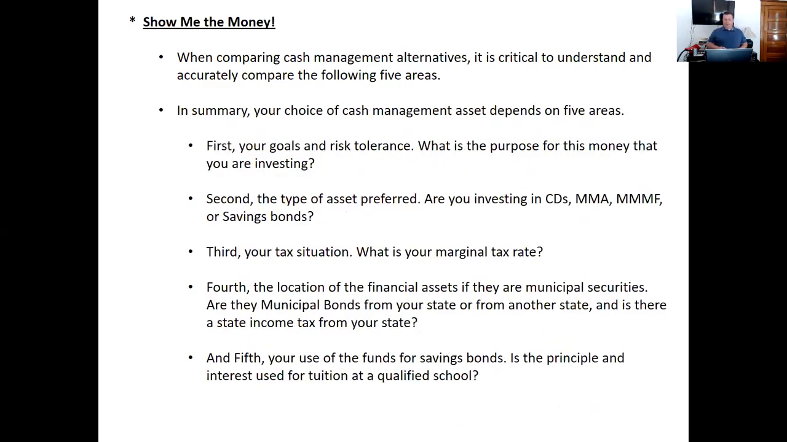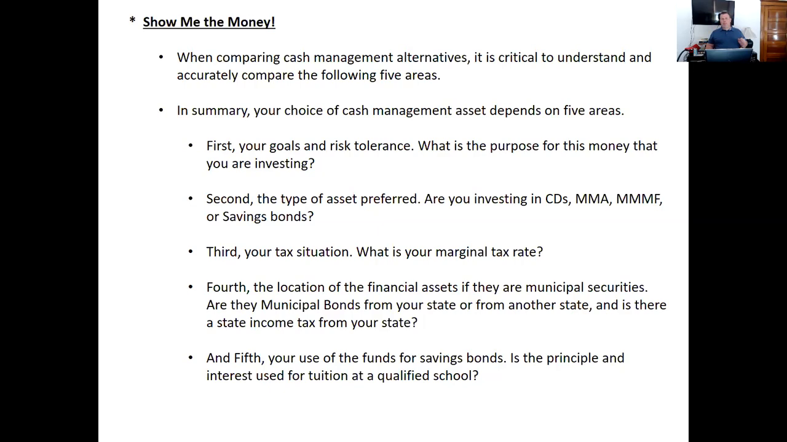So in summary, your choice of cash management asset depends on those 5 areas. First, your goals and risk tolerance. What is the purpose for this money that you're investing? And we talked about that yesterday, that you really can't just invest money. You have to know what you're investing your money for, what the goals of that money are going to be, because that's going to determine what investment is a wise investment for you.